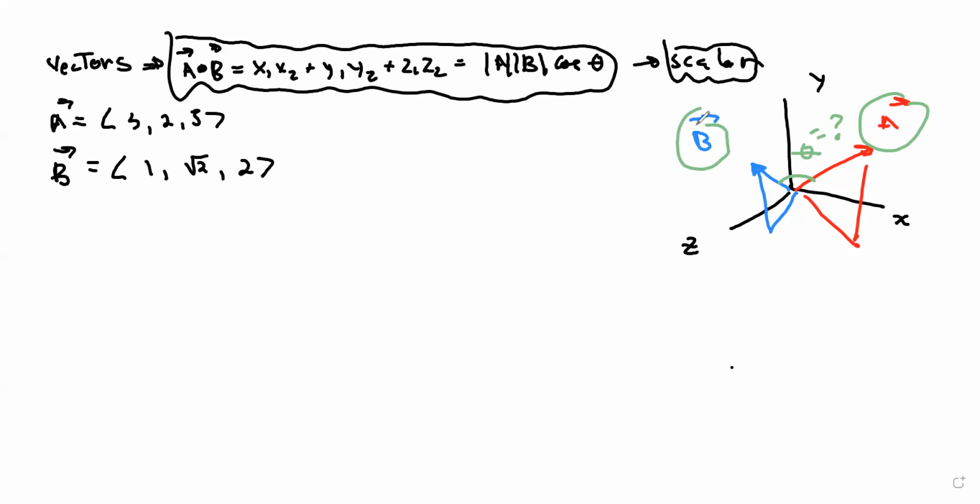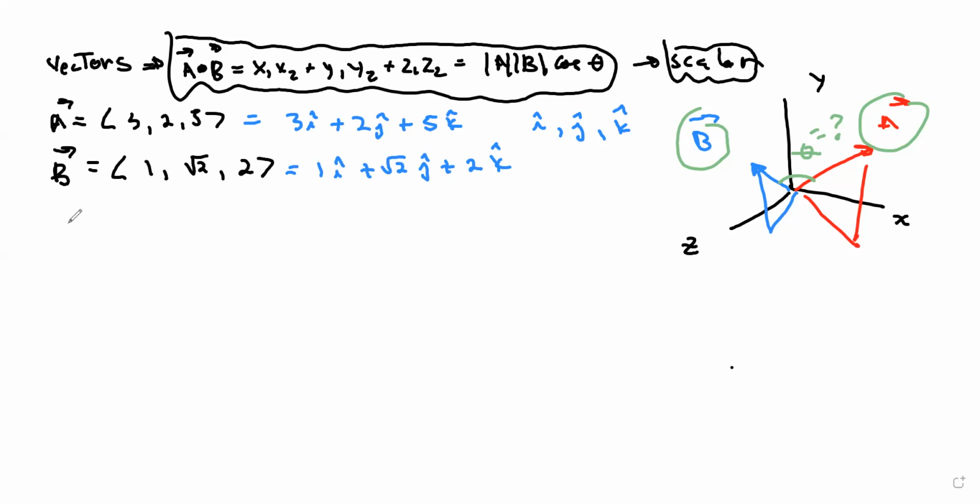Okay, so we just have to apply this formula. A is going to be 3 in the i direction plus 2 in the j direction plus 5 in the k direction. You know that i, j, and k are the unit vectors, and the magnitude of these is 1. And vector B is going to be 1 in the i direction plus square root of 2 in the j direction plus 2 in the k direction. So let's apply this formula.